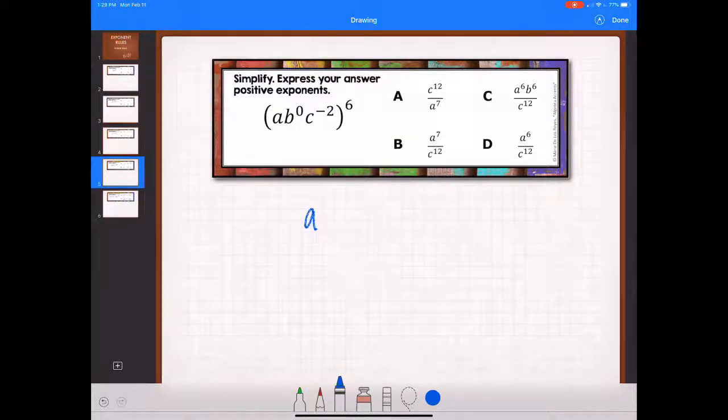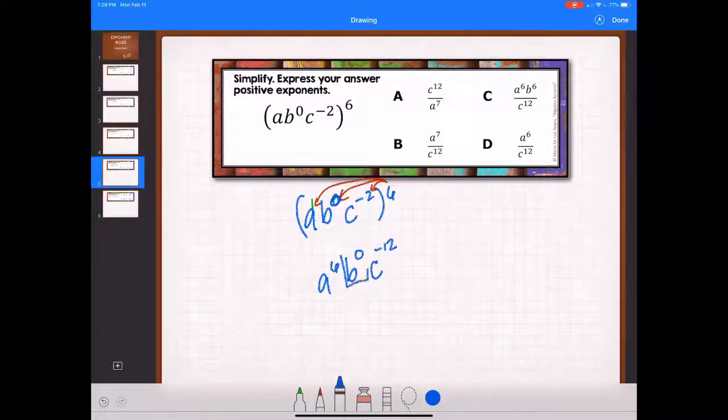For this example, a, b to the 0, c to the negative 2, all of that raised to the 6. You are going to distribute that power of 6 into all of the variables. Now, a has a power of 1 technically. So, for a, 1 times 6 is 6. For b, anything to the 0 power is 1, but if you look at it, 0 times 6 is 0. For c, negative 2 times 6 is negative 12.